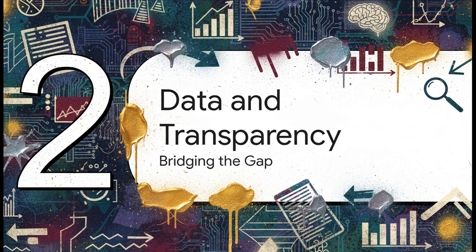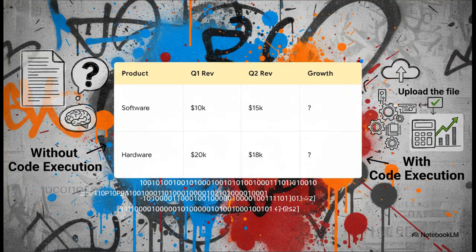Moving on to section 2, data, facts, and transparency, and how we bridge that gap. Let's ground this whole concept in reality with its absolute most powerful use case, data analysis. Imagine you're uploading a raw CSV file and you want to know the growth rate. Without code execution, the AI looks at the text, basically squints, and tries to guess the math. Sometimes it nails it, sometimes it doesn't.